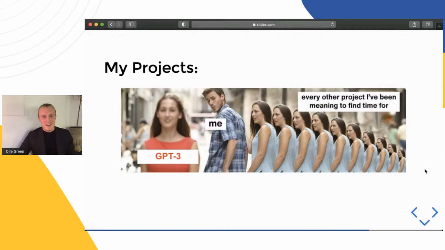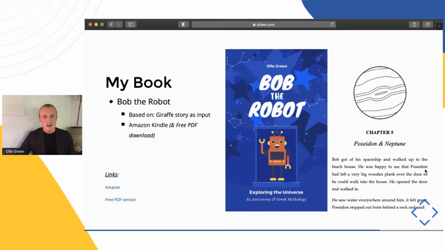So the first thing that I've been doing is writing a book called Bob the Robot. We took a story about a giraffe called Ginger, and we asked the GPT-3 model, "Hey, could you generate a story about a giraffe called Ginger?" And then this is the kind of output we want. And then the next part, we asked it to generate a story about a robot named Bob. And then it gave us a big chunk of this book that I wrote here.